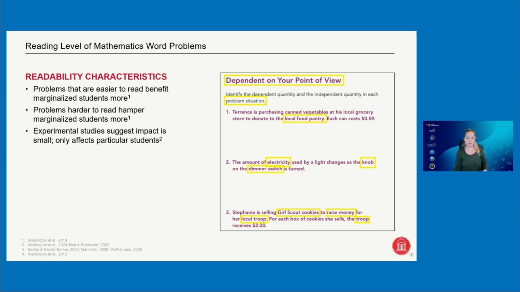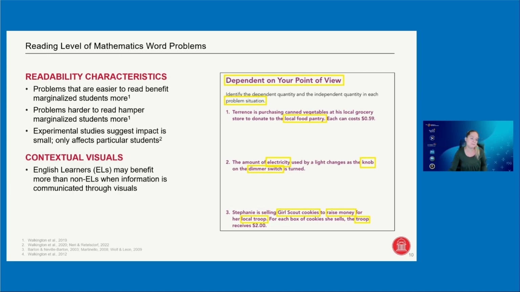Just to say what I mean by readability characteristics here, this is a problem from one of our math curricula. And I've highlighted in yellow all of the different English language words that the student has to understand in order to be able to decode this problem. There's a fun play on the word dependent in the title, and then point of view is another phrase that they have to be able to figure out. There's vocabulary like electricity and a knob and a dimmer switch. They have to think about a local troop and a local food pantry. So just in this short little snippet, there's lots of different readability issues going on.